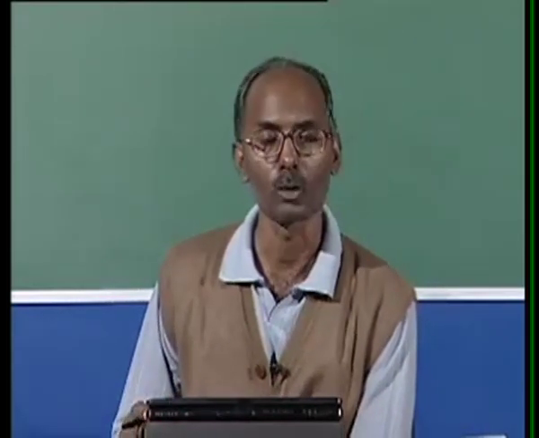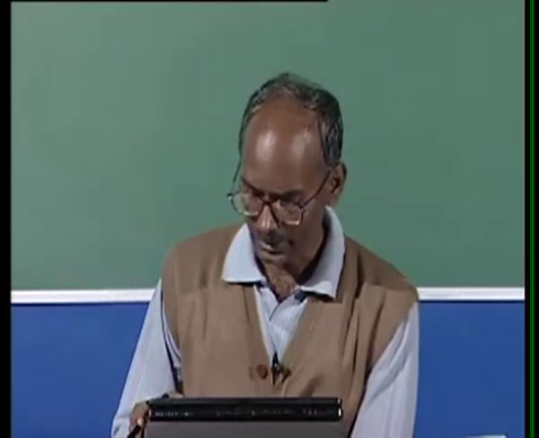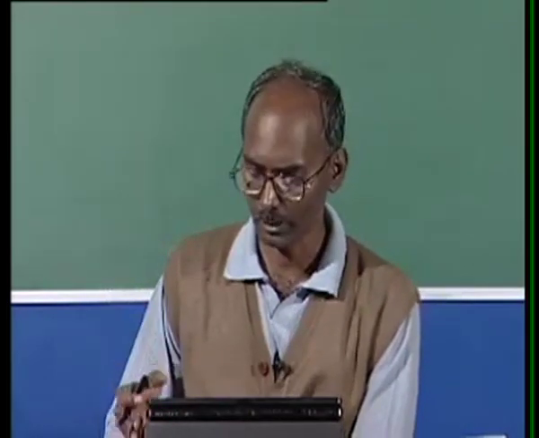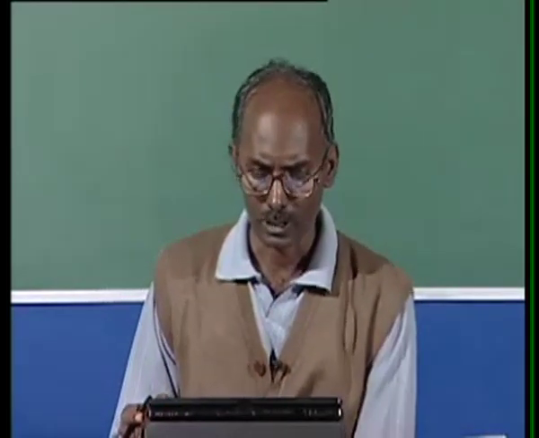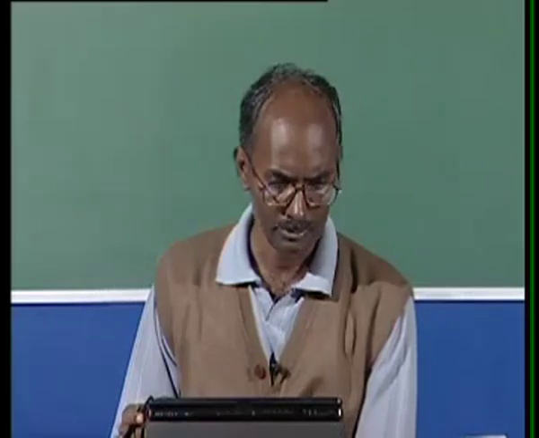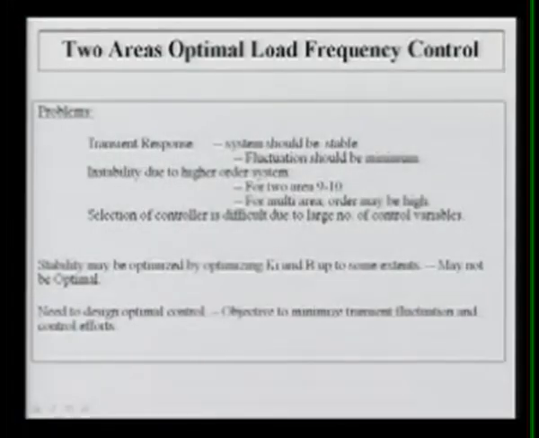Again, I will be discussing only the two area case. Similarly we can go for the multi-area case as well. The major problems in designing optimal control are, first, the transient response of the system. We require the system to be stable and the fluctuations to be minimum, meaning the overshoot must be less, and also the instability due to the higher order system. We will see that the two area system has 9 states.